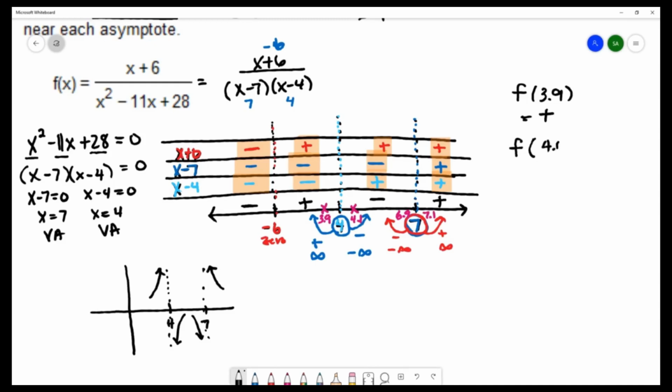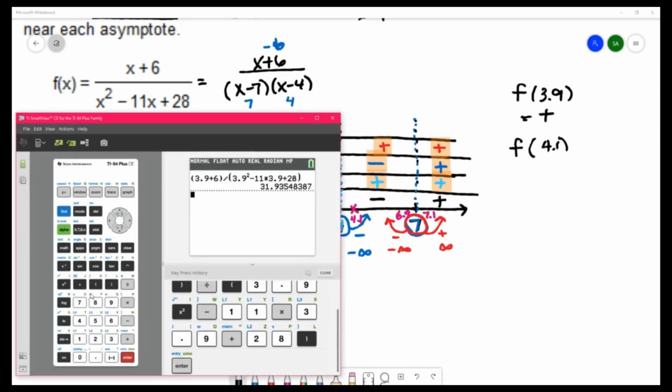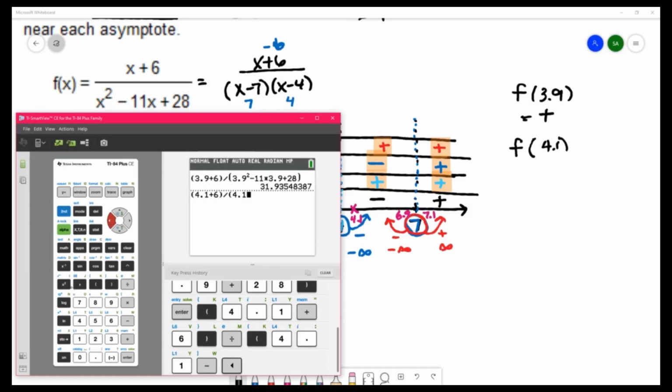4.1. So we have 4.1 plus 6 divided by 4.1 squared minus 11 times 4.1 plus 28. This time we got a negative.